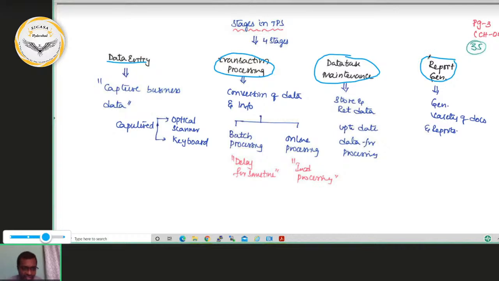So what do you mean by data entry? Data entry is nothing but capturing business data. How do we capture business data? That is called data entry. We have 2 methods. If you want to enter the data into the system, you can do it by using a keyboard, or by using an optical scanner. What do you mean by optical scanner? If you go to Big Bazaar, etc., they have an optical scanner.